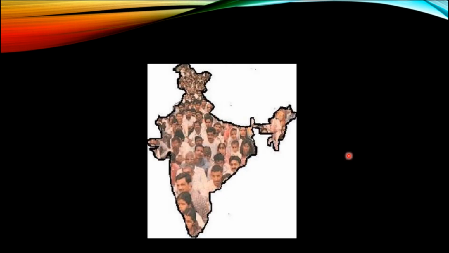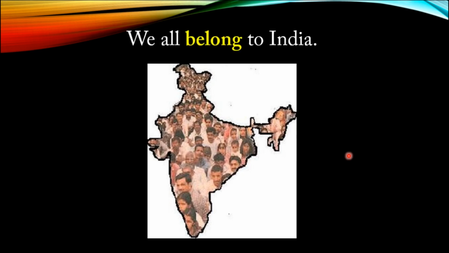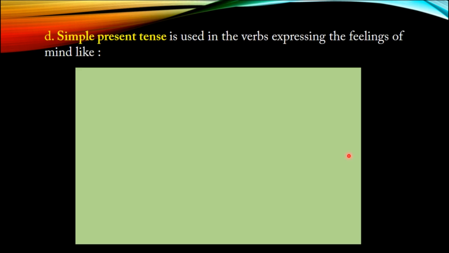Good. Let us take another example. What do you observe in this picture? It's India. In India there are people. We all belong to India, isn't it? Yes, we all belong to India.